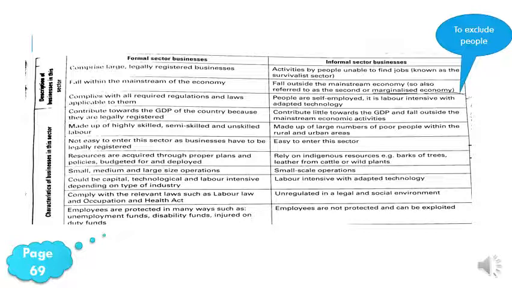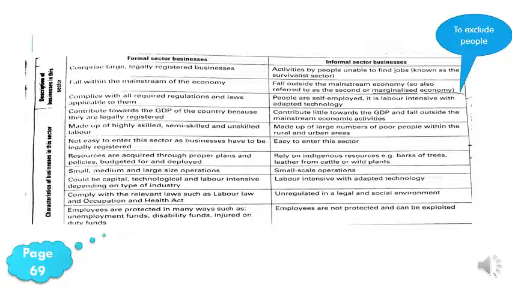Now, if we have a look at the informal sector, the characteristics contribute little towards the GDP and fall outside the mainstream economic activities. Okay, again, the money that is made in the informal sector goes directly to the owner of the business, so there isn't money going into our economy. It is made up of large numbers of poor people within the rural and urban areas. It is easy to enter the sector. Again, you can literally start trading anytime, anywhere.